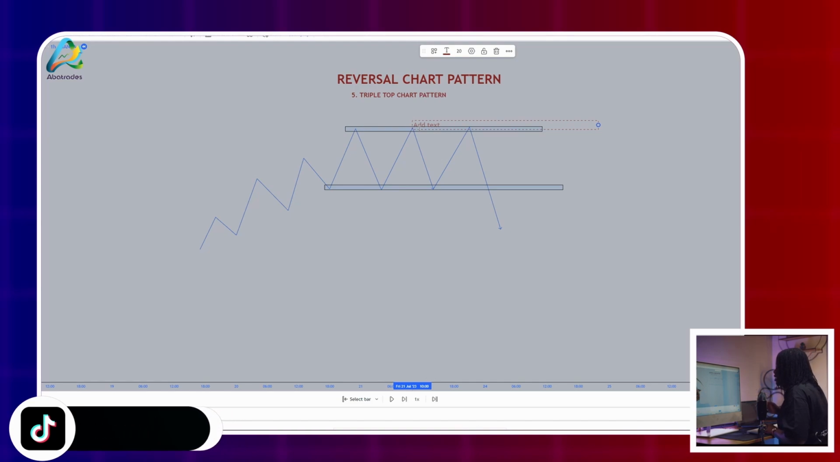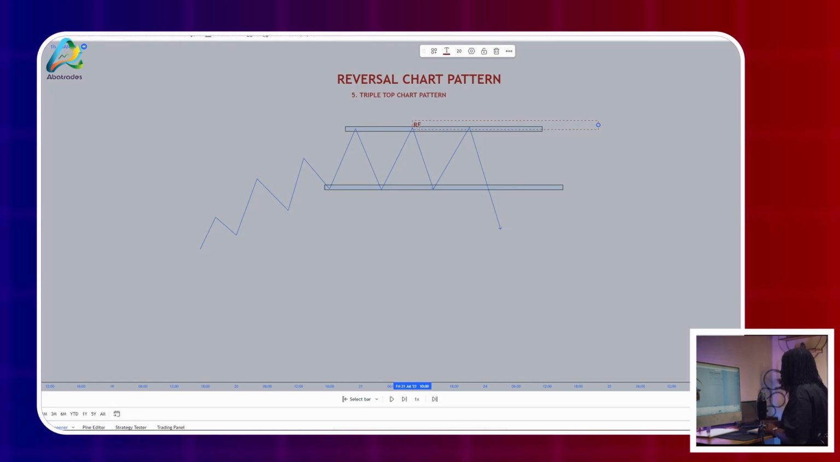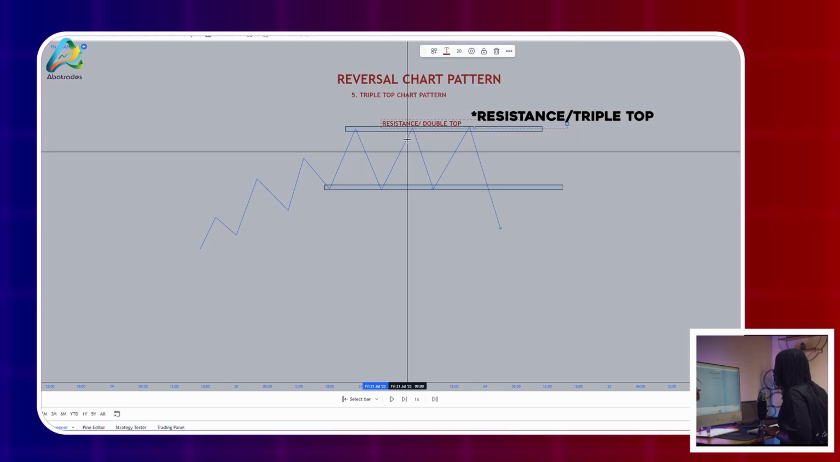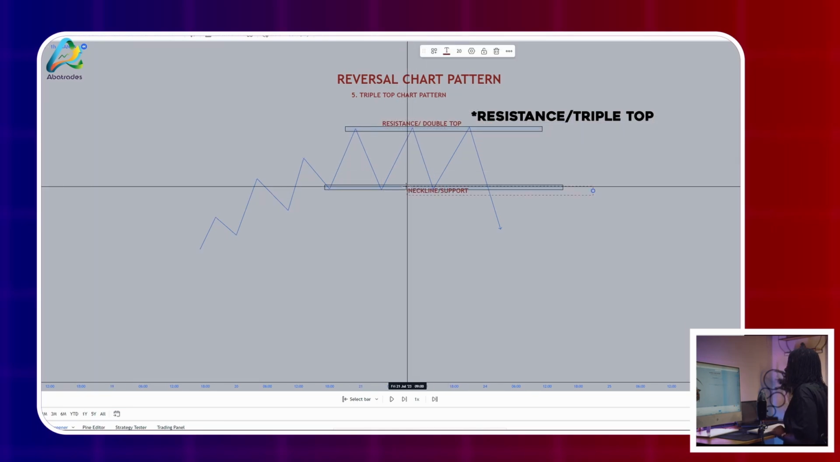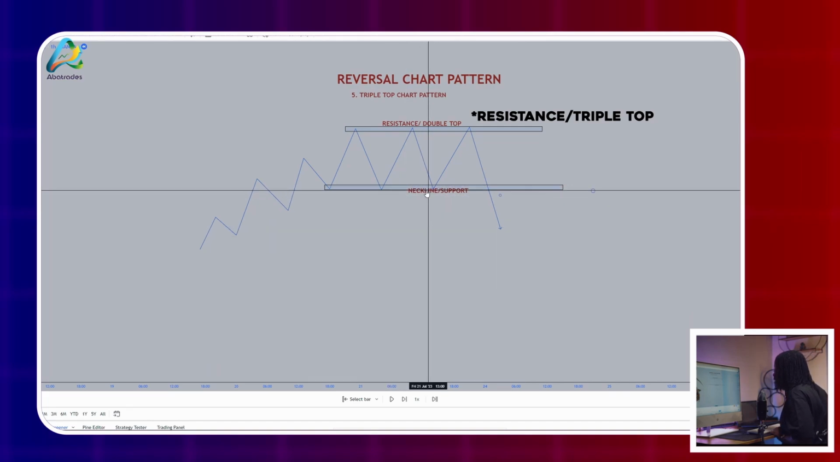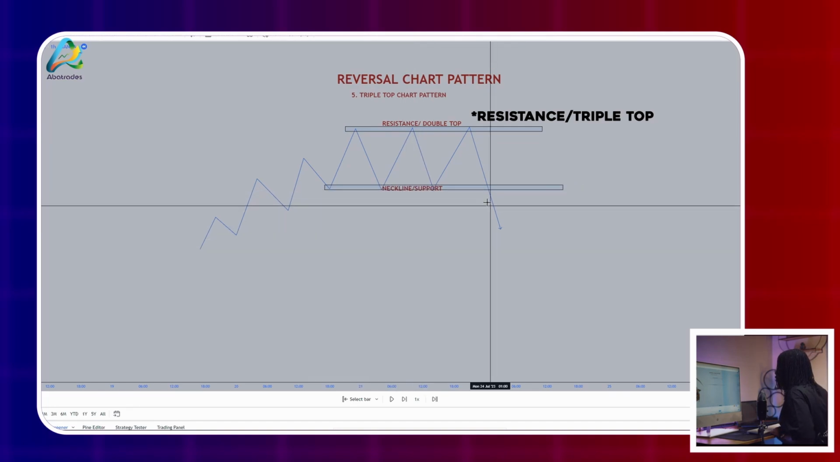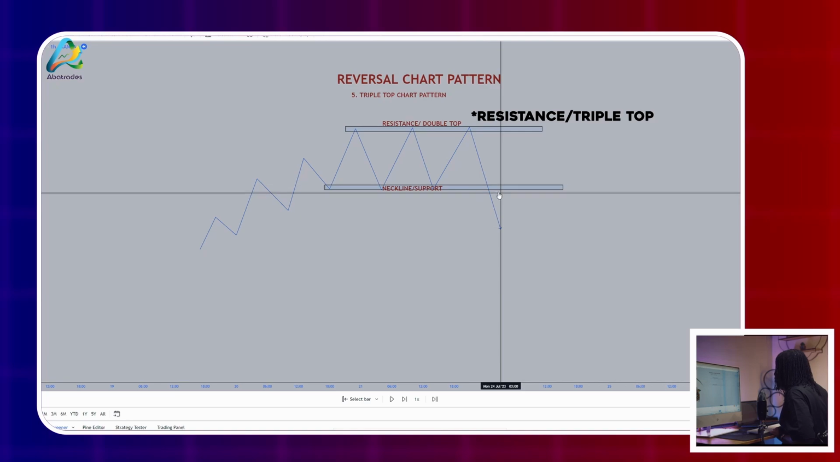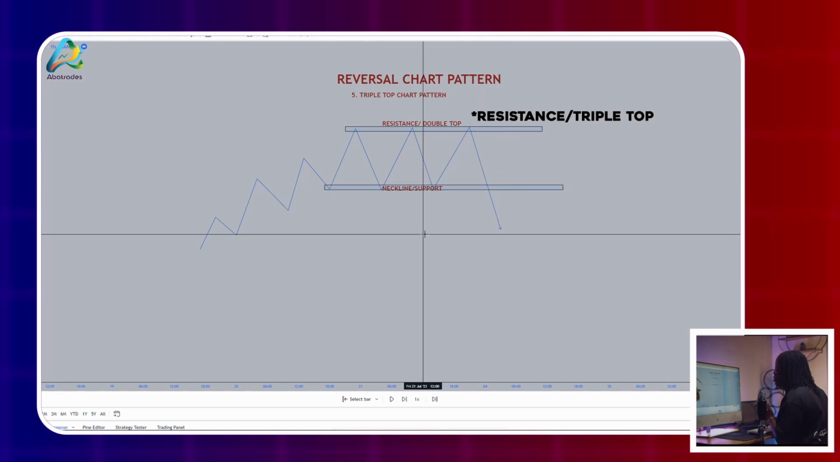So let me just write these things down so that you can keep them in your head. We have the resistance here, resistance slash the triple top, okay? And then we have the neckline here. This area becomes the neckline slash the support. Sometimes it just makes sense to write some of these things on your chart so you know exactly what to look out for, right? Then we have the support being broken here, and then here becoming a new resistance, right? So this is how the triple top chart pattern looks.